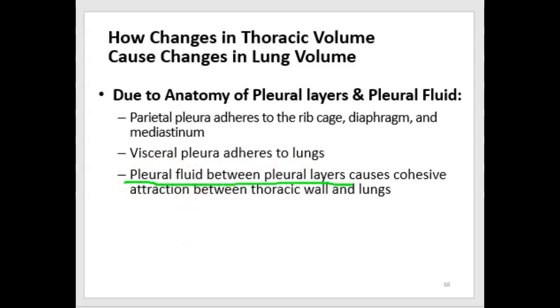So there's pleural fluid in between those two pleural layers, but that fluid causes the two layers to cohere. There's a cohesive attraction then between the parietal pleura and the visceral pleura. The fluid allows for the mobility without fracturing the membrane. If it was just one membrane and you tried to move it, it would break. But because of this pleural fluid, it doesn't.